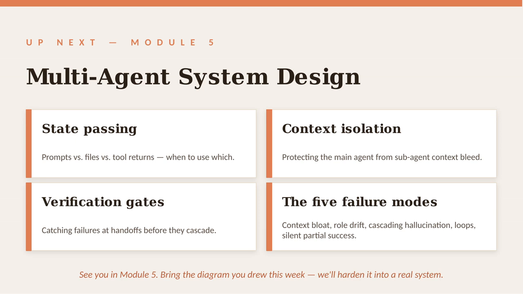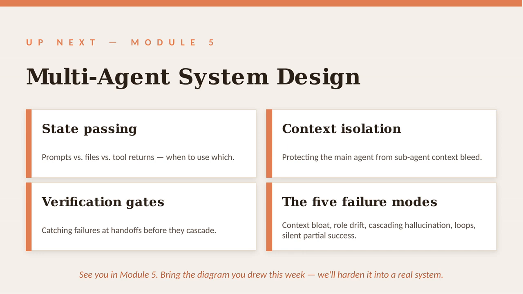Module 5 next, multi-agent system design. We'll take the patterns from this module and add the design discipline that keeps real systems from collapsing under load. See you there. Up next, Module 5, multi-agent system design. Where Module 4 was about choosing the right shape, Module 5 is about making the chosen shape actually work in production. 4 topics. State passing. Prompts versus files versus tool returns. When to use which. The trade-offs in real systems with real artifacts.